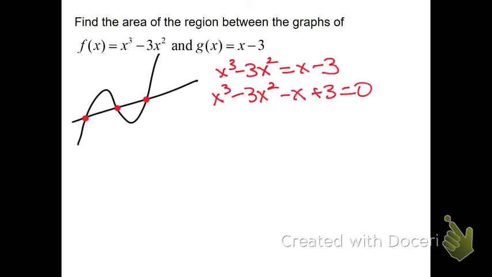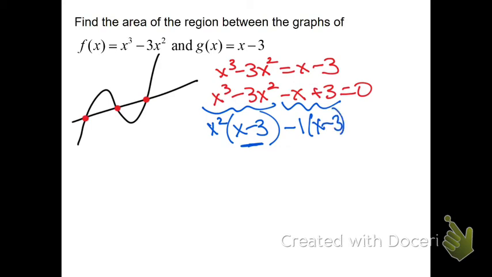Now this one requires some factoring that you may have forgotten how to do. It's called factor by grouping. So I can't take anything out of all 4 terms, so I just group the first 2 together. I can take out an x squared, and I'm left with x minus 3. And in the second group, I can't take out anything, but I do need the inside of the parentheses to be the same as this one. So I'm going to factor out a -1, and I'm left with x minus 3.